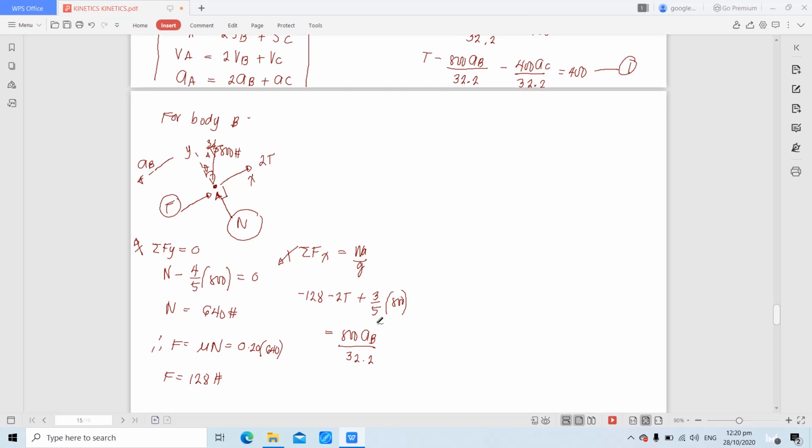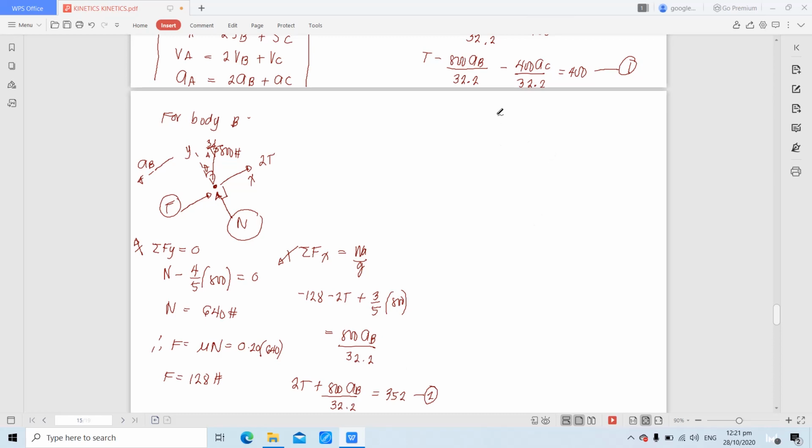Okay, again, combine the unknown terms. Ito, lipat natin magiging positive sa kabila. Magiging 2T plus 800, acceleration of B over 32.2. Ito, combine natin. 0.6 of 800 is 480 minus 128, 352. Let this be our equation number 2.